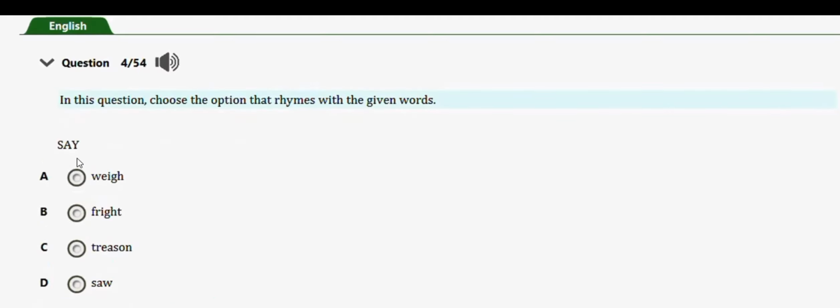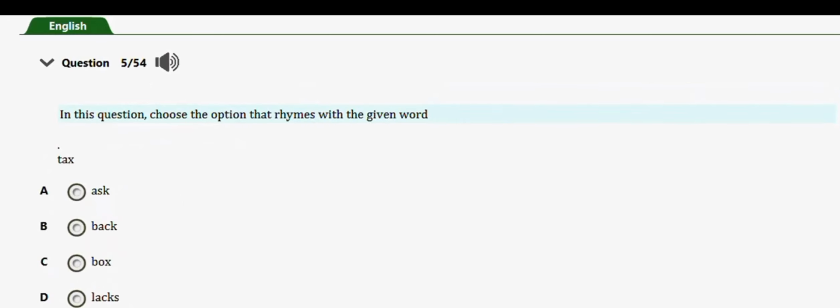It says, choose the one that rhymes with the word say. We have way, fright, twist, and so on. The right answer is option A, which is way. Okay, so the next question will be this one.